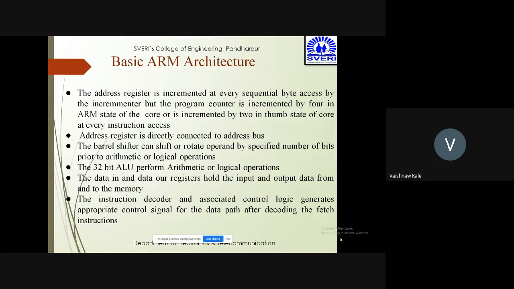Then the address register is directly connected to the address bus. The barrel shifter can shift or rotate an operand by a specified number of bits prior to arithmetic or logical operations. Then the 32-bit ALU performs arithmetic and logical operations. Then the data in and data out registers hold the input and output from and to the memory. The instruction decoder and associated control logic generate the appropriate control signals for the data path after decoding the fetched instructions.